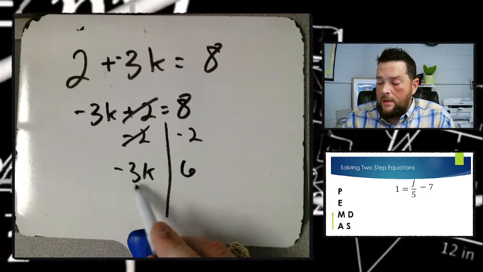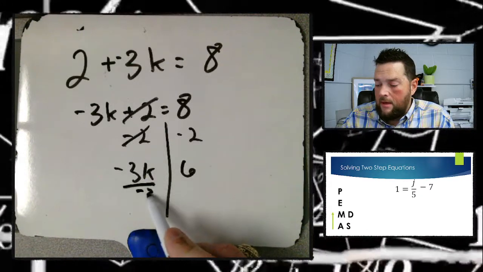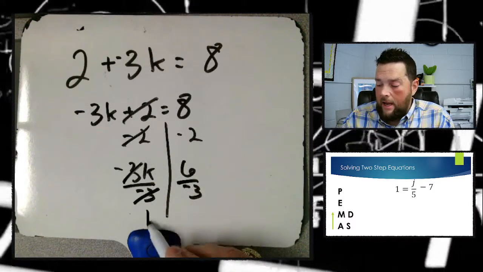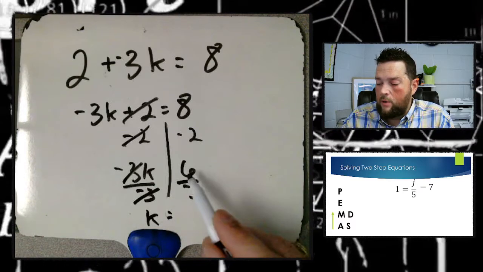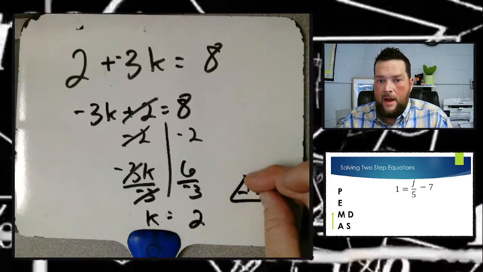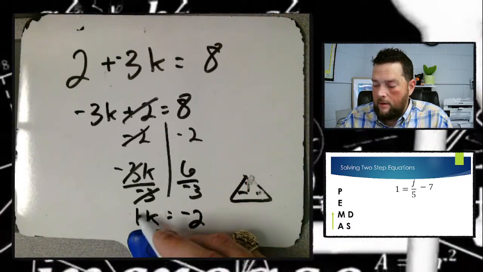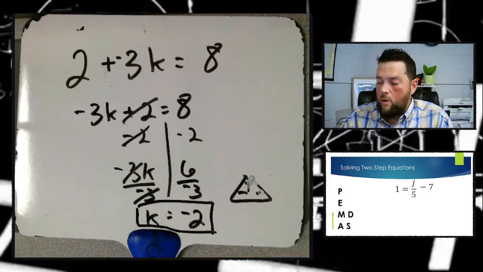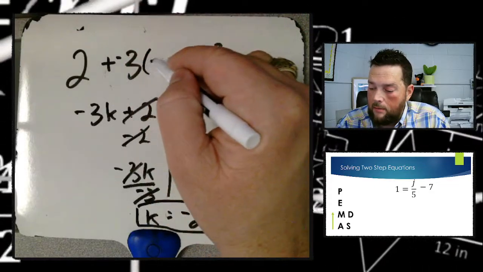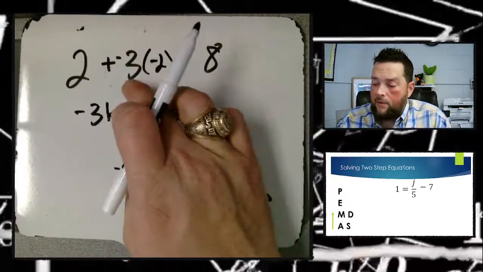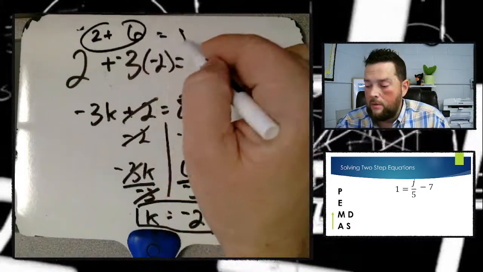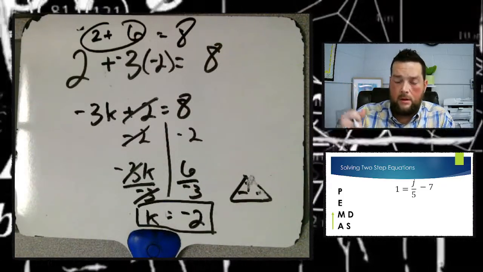Then I want to undo the multiply by negative 3. So I'm going to divide by negative 3 on both sides. Those cancel out, and k is left over here. That equals 6 divided by 3 is 2, and a positive divided by a negative is a negative. So the answer to this equation would be k equals negative 2. So let's take that negative 2 and plug that back in for k up here. Negative 3 times negative 2 is a positive 6, and positive 6 plus 2 equals 8. So it checks out, just fine.